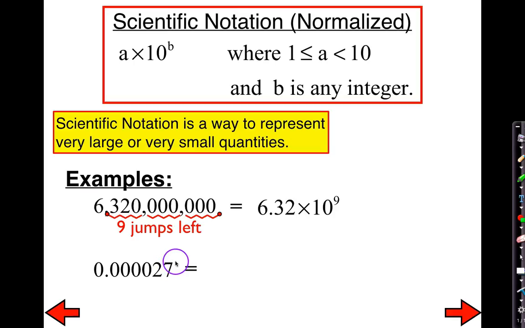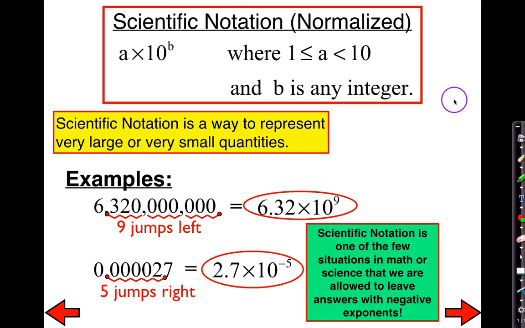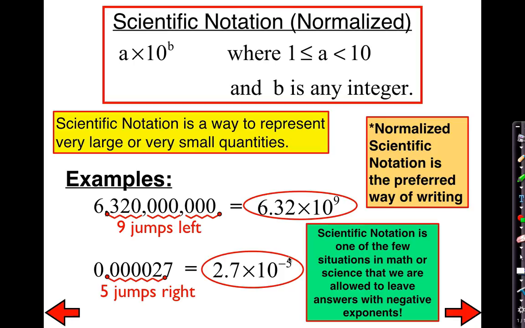Here, this small number is represented by writing it as 2.7 times 10 to the negative 5th. And again, in a moment, we're going to go over how we got this particular exponent and this particular coefficient. So scientific notation is one of the very few situations in math or science where we actually leave our answers with negative exponents. Like you've seen here, we left it as a negative exponent. Normally we would simplify it and turn it into a positive, but this is the one case where you would leave it negative. So normalized scientific notation is the preferred way of writing it.